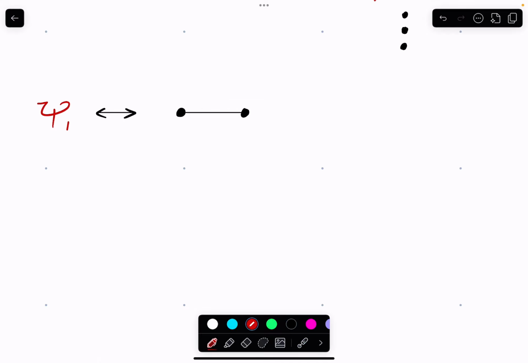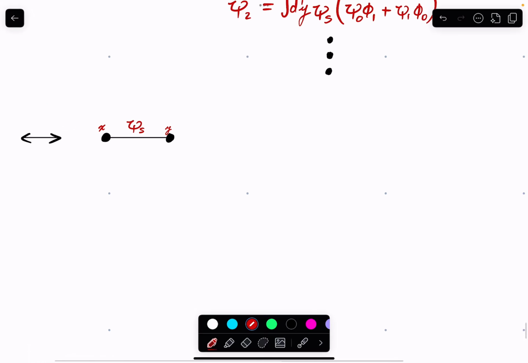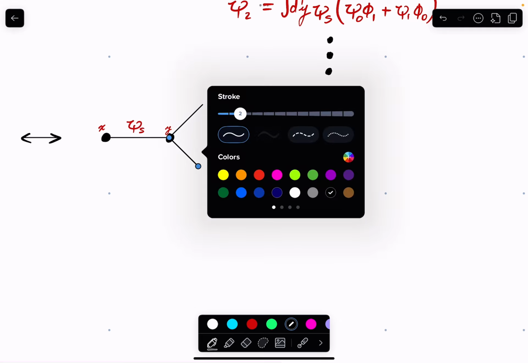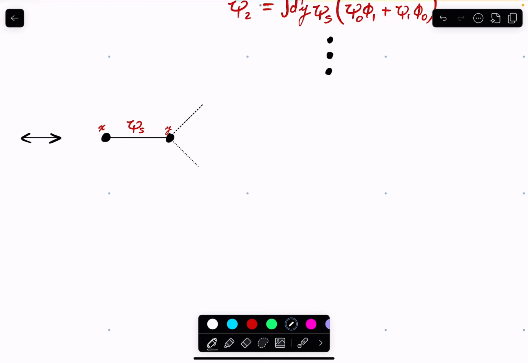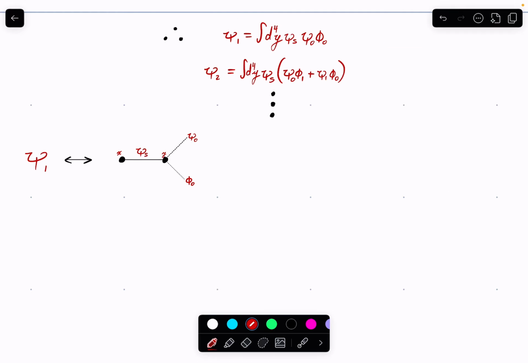And I'm going to have CS. This is X. I'm going to forgo the subscripts. Just going to say X, Y, and have the 45-degree angles like this, dotted and dashed. And this is phi naught. This is C naught. So that is the interaction diagram for C1.